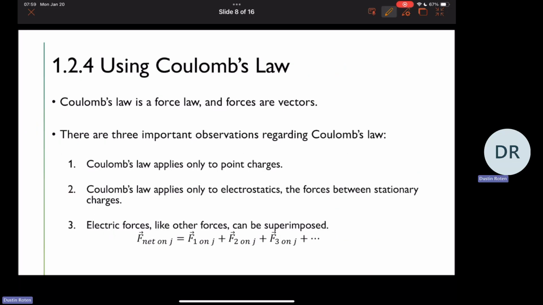Okay, now we know what Coulomb's law is. We know what the units are. It's a force. Let's actually talk about how to use it. Coulomb's law is indeed a force law, and forces are vectors, so we know we're going to have some sort of vector calculation in here. There are three important things to remember about Coulomb's law. First, it applies only to point charges, those little charges of some charge Q. Second, it applies only to electrostatics, which is essentially the assumption that the charges aren't moving. So stationary charges. This Q up here is not moving.